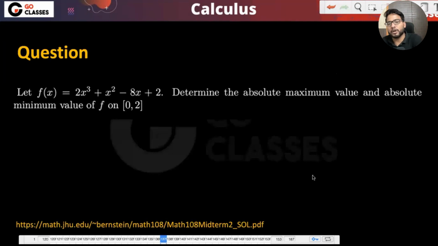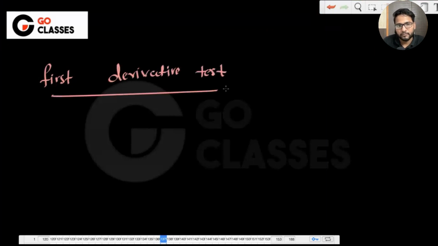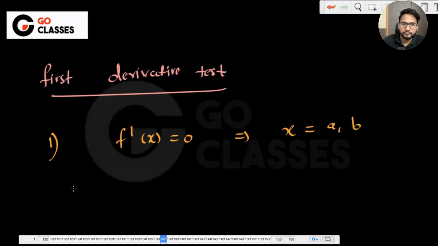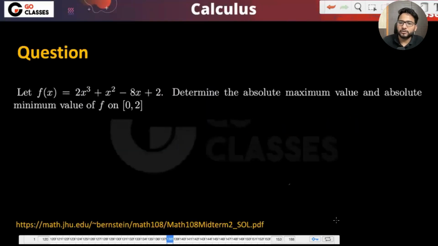Now you know how to check the local minima and local maxima using the first derivative test. How to check it? So the steps are something like this. Let's suppose... Right, then check something like this. Okay, cool. Now let's just do this question.